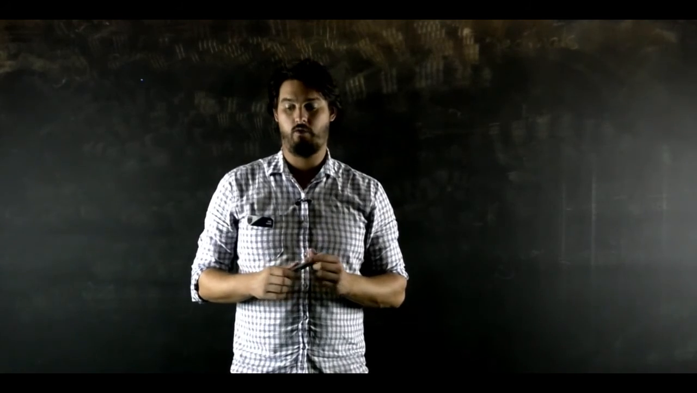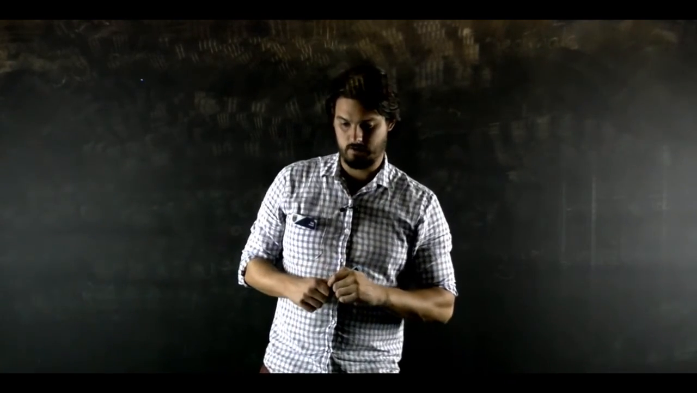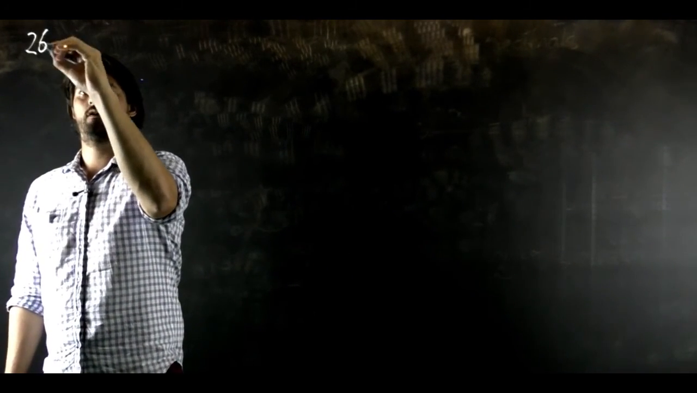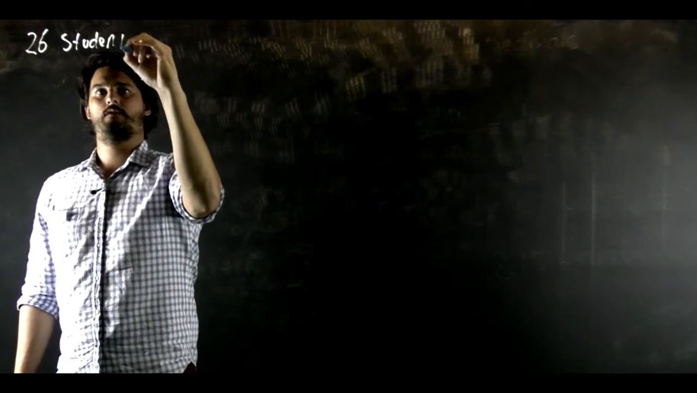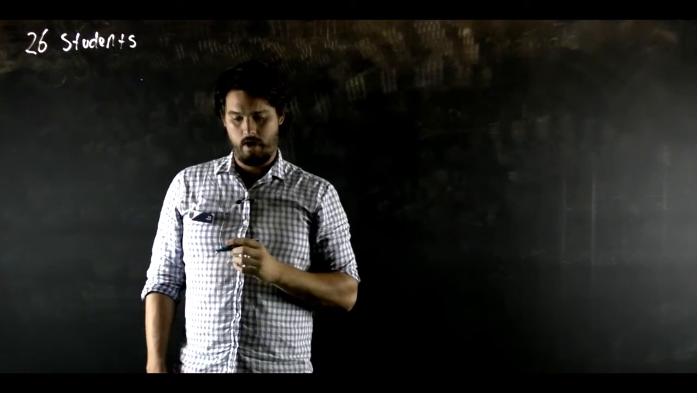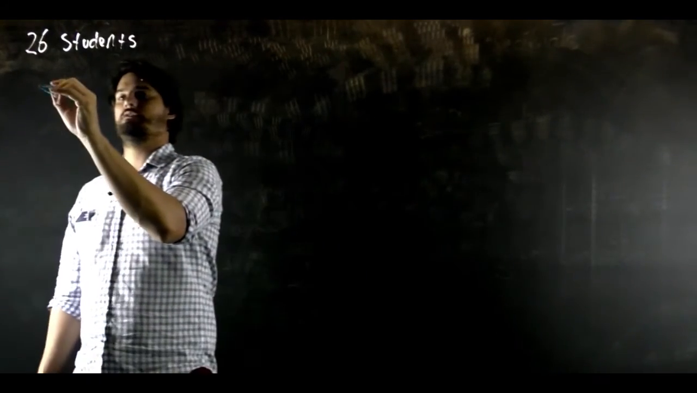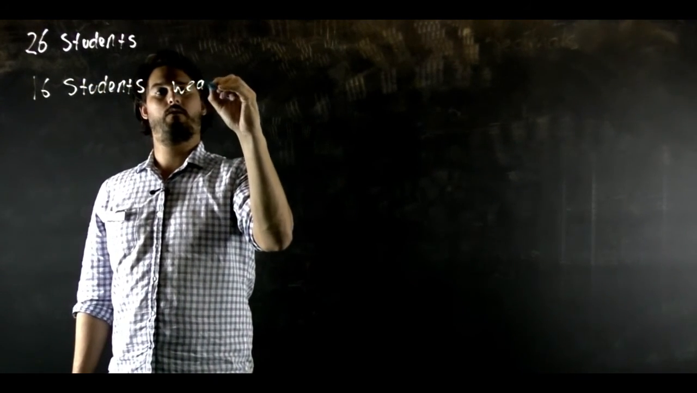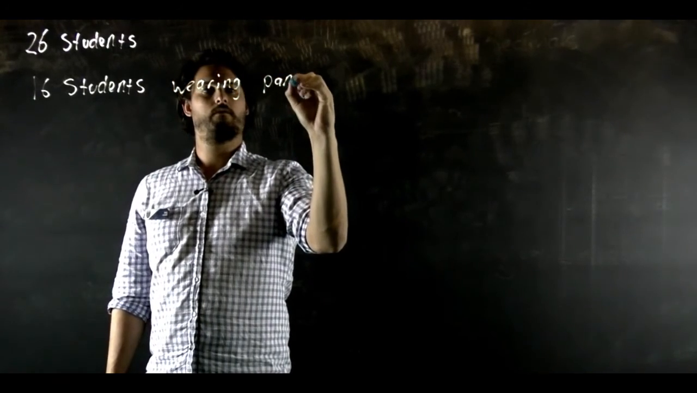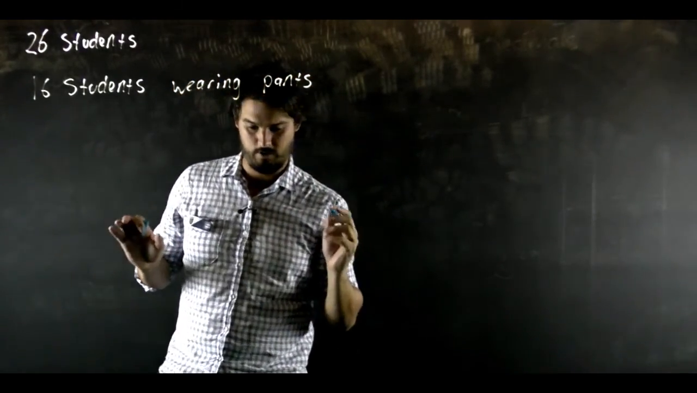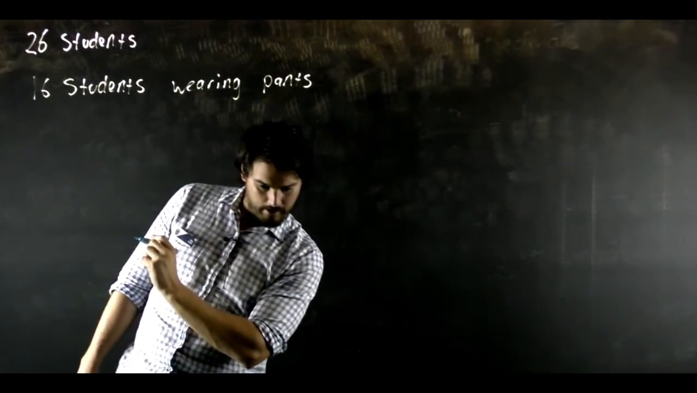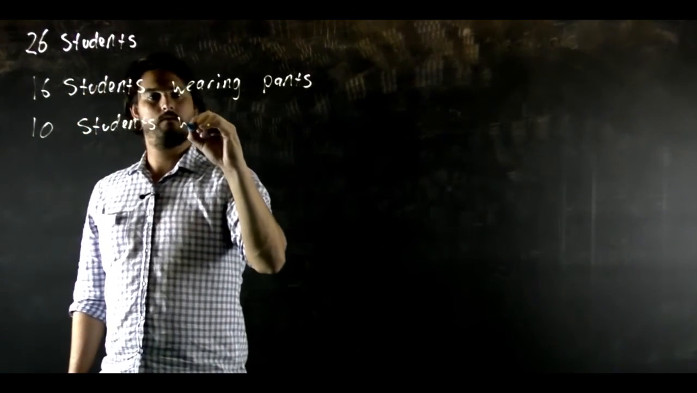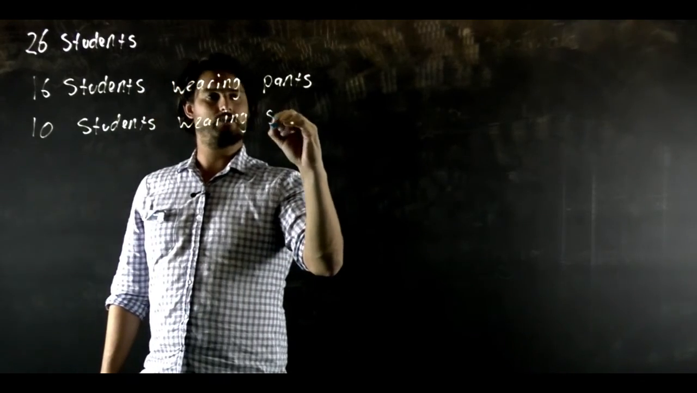I'm going to give you a quick video on simplifying ratios. Right, so let's say for starters we have 26 students in a class, and we have 16 students that wear pants. I'm sure everyone's wearing pants, but these ones are wearing long pants. And we have 10 students wearing shorts.